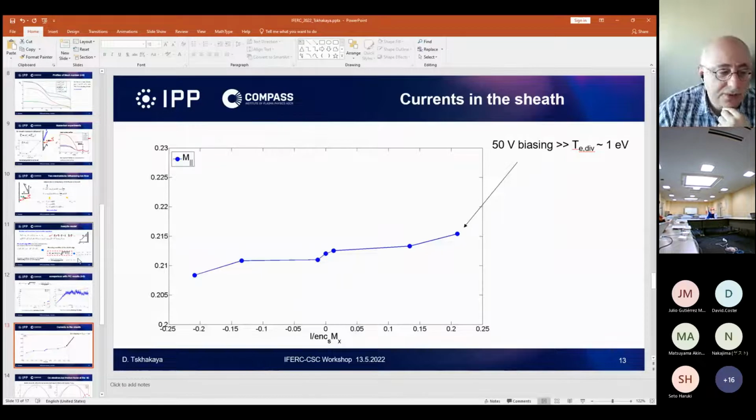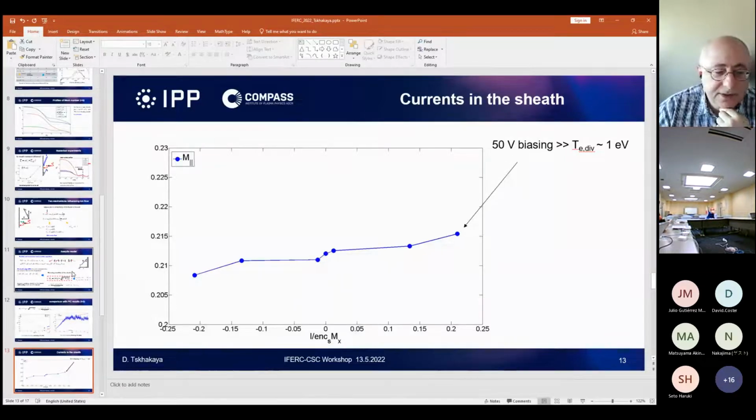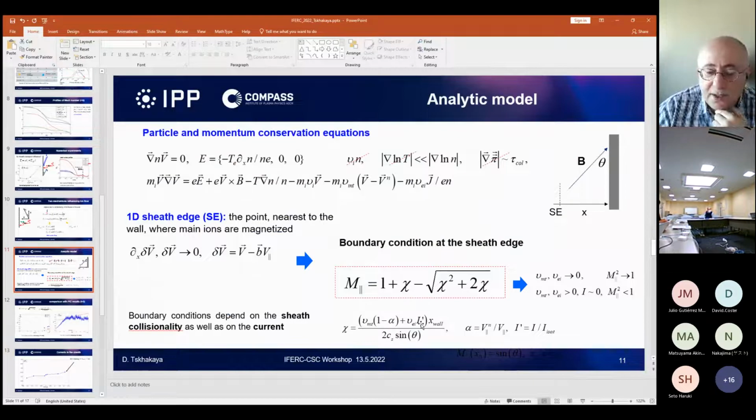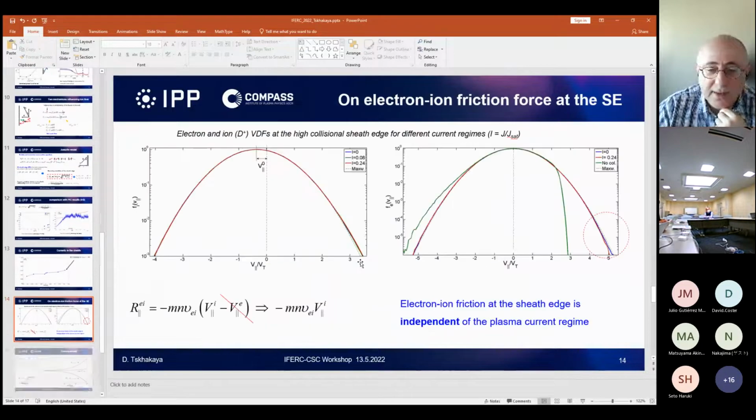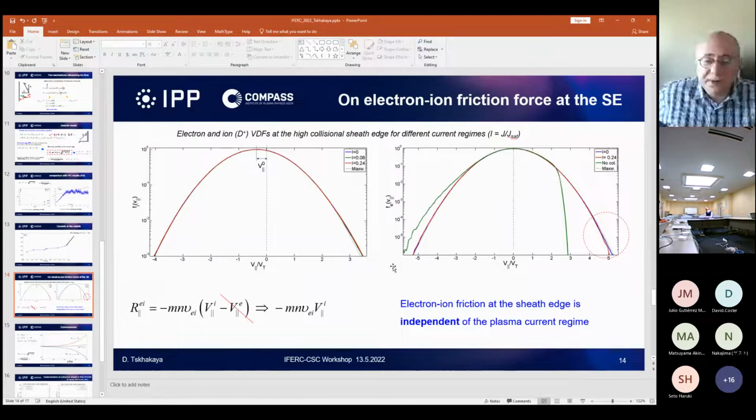And it was strange because based on the expression given previously, it should be quite dependent on the current in such high current regimes. The question was why? And we obtained the answer after analyzing the distribution functions of the particles at the sheath entrance to analyze what the friction between electrons and ions is. The classical model of friction says that you have an average velocity of ions and an average velocity of electrons, and there is some difference. This creates a friction.